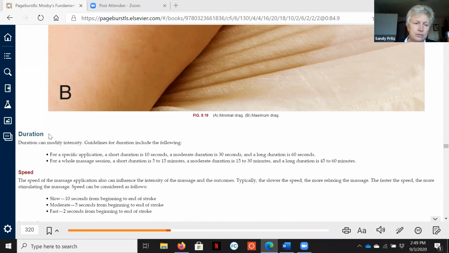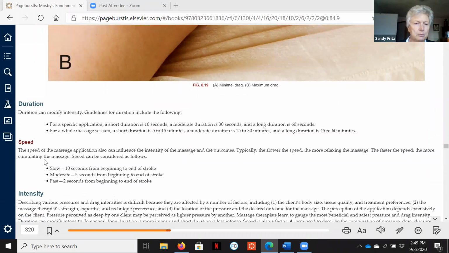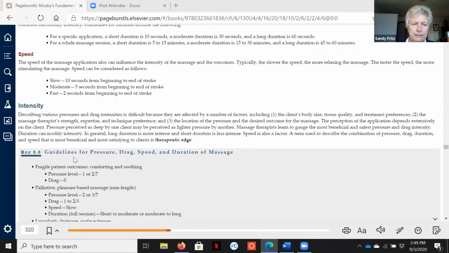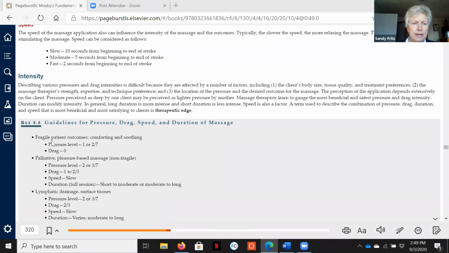Now, other factors to consider is duration. How long are we in a spot? The speed, is it fast or slow? And the intensity. And then these become modifiers. So, for example, if we have a fragile client or a patient, if we're working in the medical setting, and we're looking at comforting and soothing, our pressure levels are going to be at the 1-2 level with no drag.